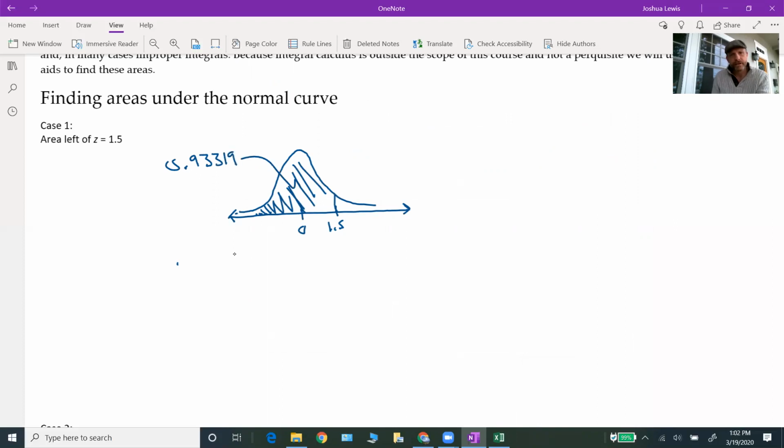Again, that's all that area in there. And that should make sense. I mean, that should at least appeal to our intuition somewhat. I mean, we're a standard deviation and a half away from the mean. We know the total area is 1. We get 50% of the area by the time we get to 0. So it seems like a reasonable answer.